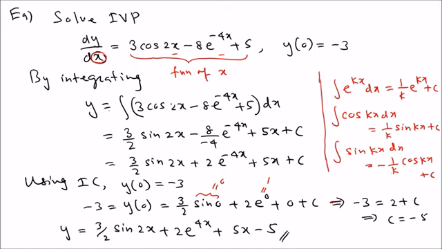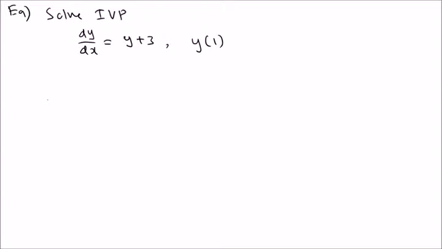So that's the solution. You can see that it's not difficult. We just use the basic integration technique because the right side is just a function of the independent variable. Now let's look at the other type. So what's the other one? This example. Let's say solve the IVP, the initial value problem, dy over dx equal y plus 3 along with y(1) equal negative 2, something like that.